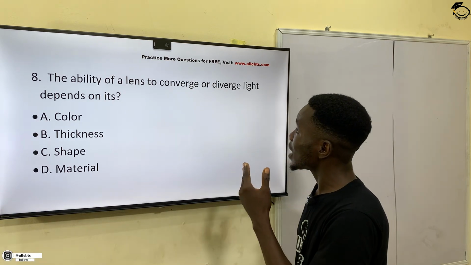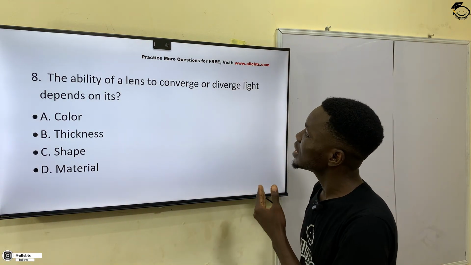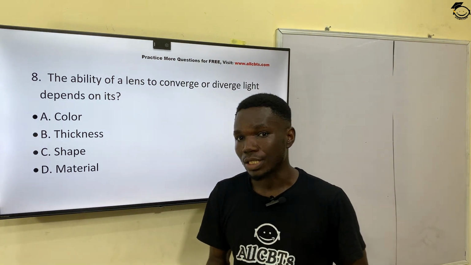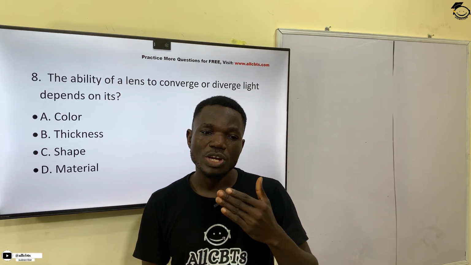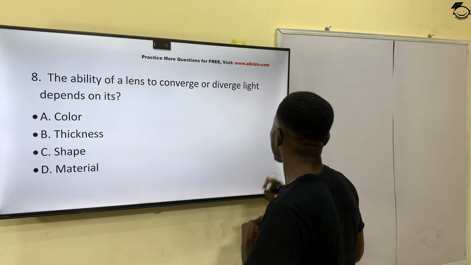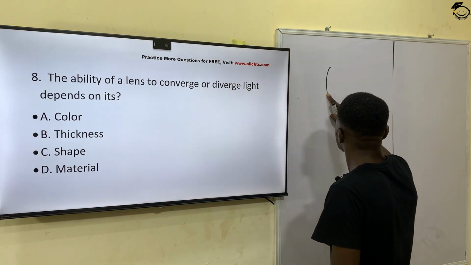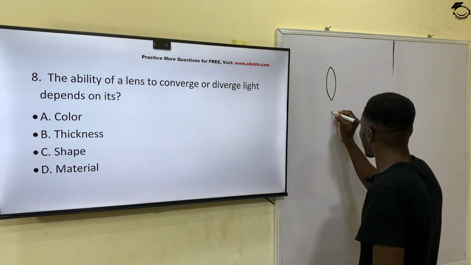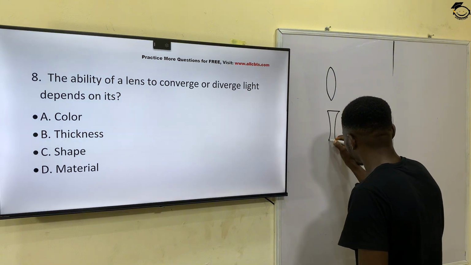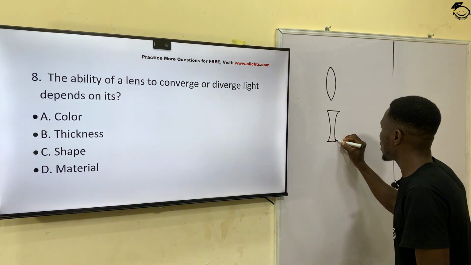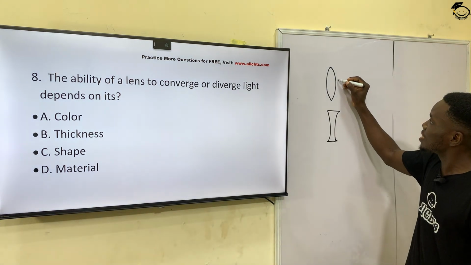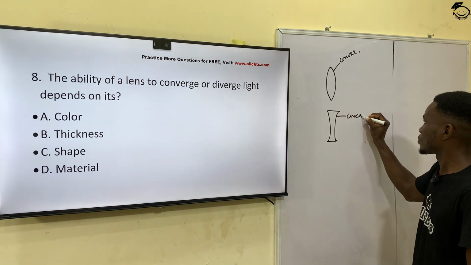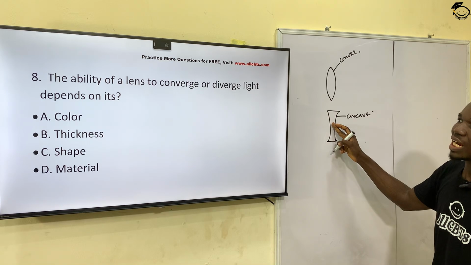It says the ability of a lens to converge or diverge light depends on its dash. Now, I explained earlier that we have two types of lenses: the convex lens and the concave lens. Looking at their structure, the difference between this and this is their shape. So this is your convex lens and this is your concave lens.